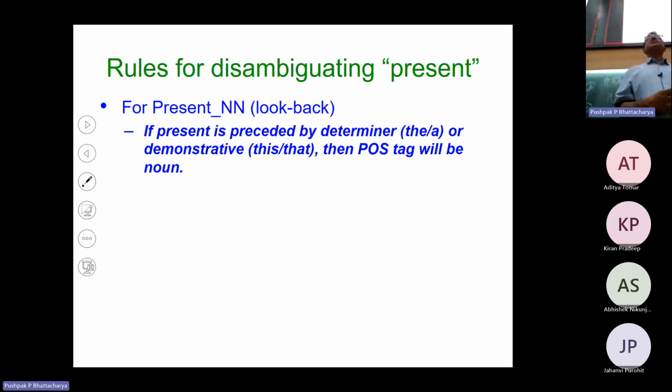Now, is this rule foolproof? Let us be technical here. Will this rule have false positives? That means it will tag words as noun when the word should not have been a noun. Or will it have false negatives? That means it will omit nouns, failing to label them as nouns. So what do you think? Is this rule robust, foolproof? Can you find an exception to this?